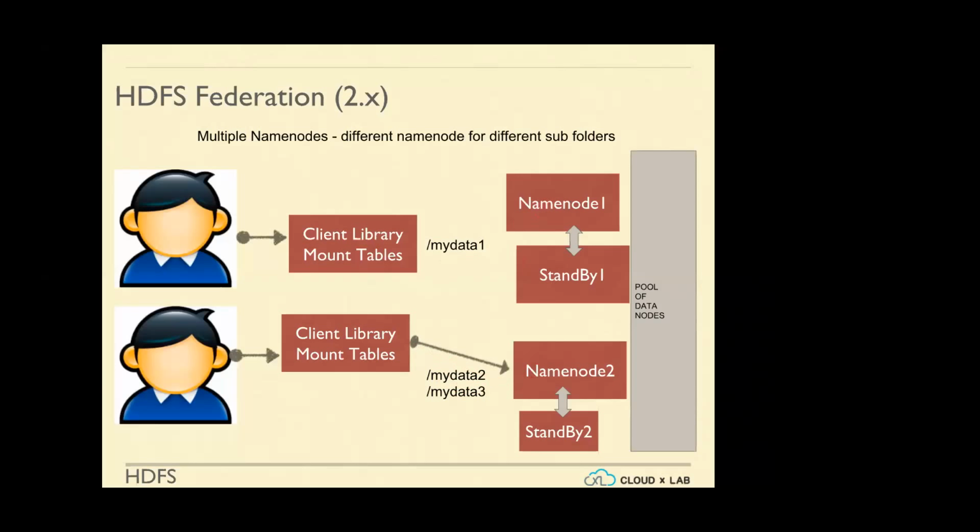All right. So both of the name nodes will have their own backups, and there will be a pool of data nodes which will be serving both.